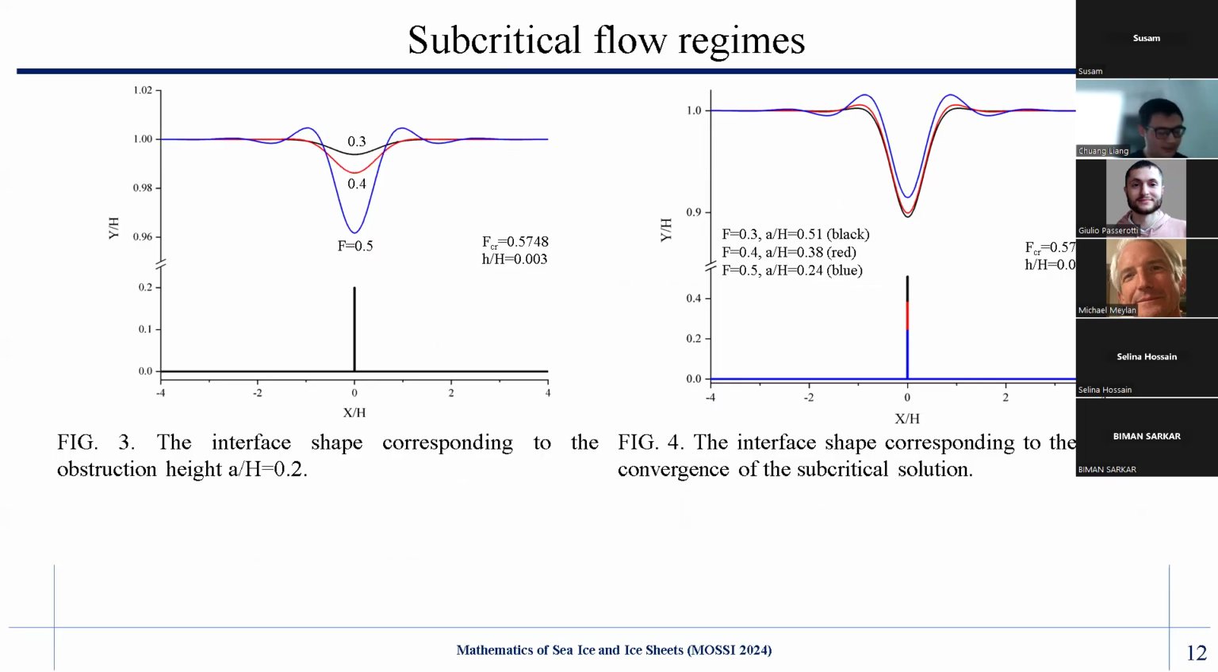Figure 4 shows the interface shape corresponding to the onset of convergence of the subcritical solution. We can see that with the Froude number approaching the critical value, the maximal height of the steady solution decreases.